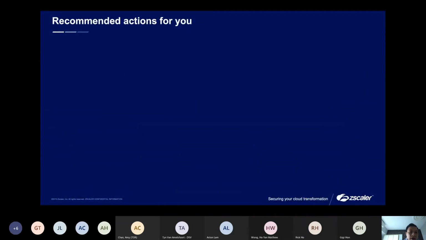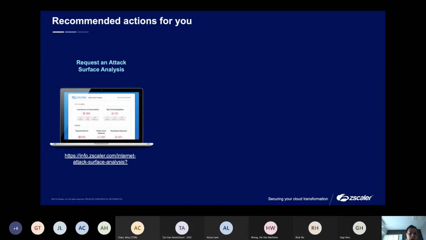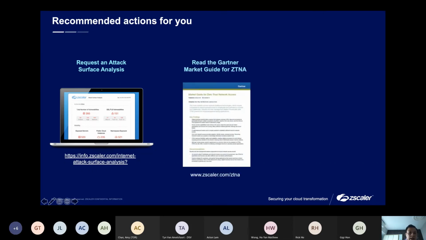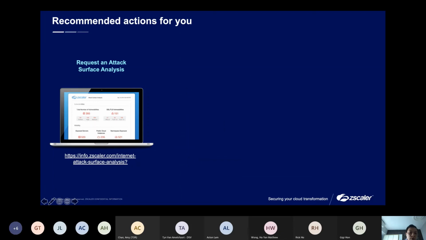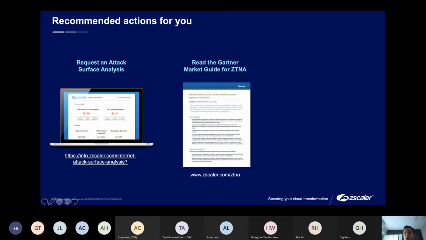So some next steps to highlight here. You can go to this site to get a test service analysis report, so that you can see how many resources can be identified from the internet by third parties easily, which would be of high risk. You can also check our site to find a Gartner report about ZTNA, which is part of our zero trust architecture or zero trust model.